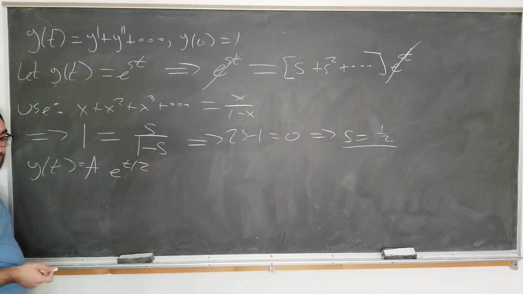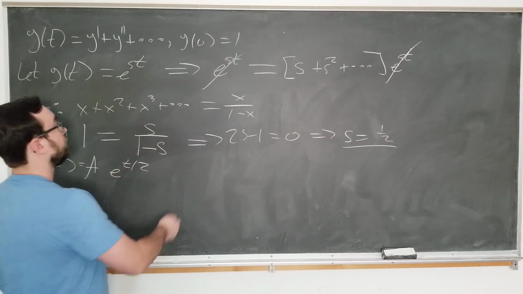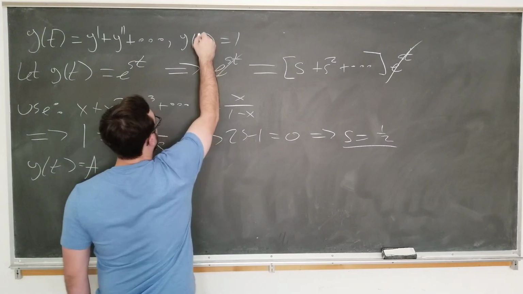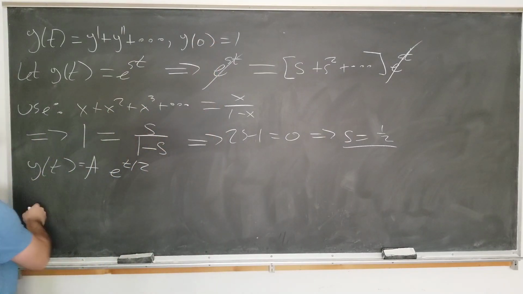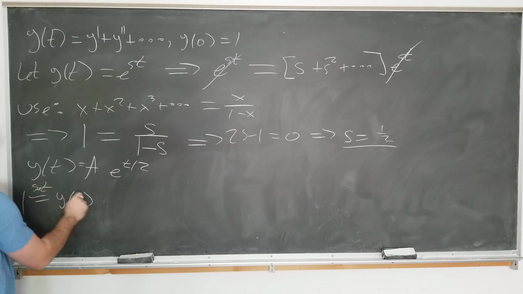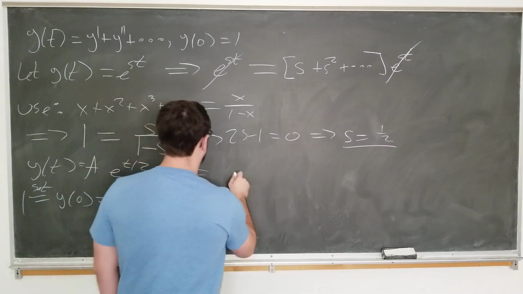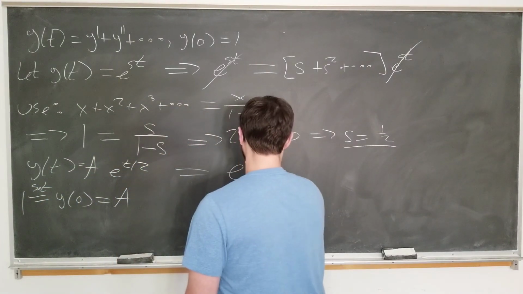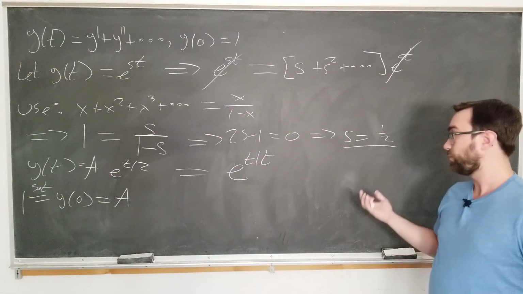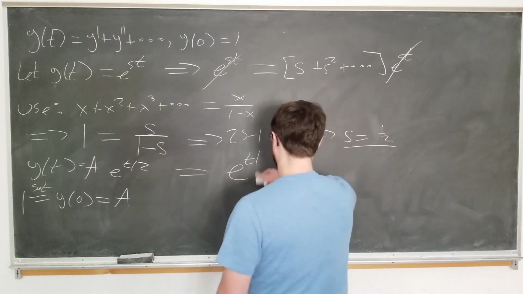And to find the constant, it'll be determined by looking at the initial value problem. We're given that y of 0 is supposed to be 1, which is a. So it tells us that a equals 1. So now our y is just e to the t over 2. It's pretty cool. Quite simple. I like it.